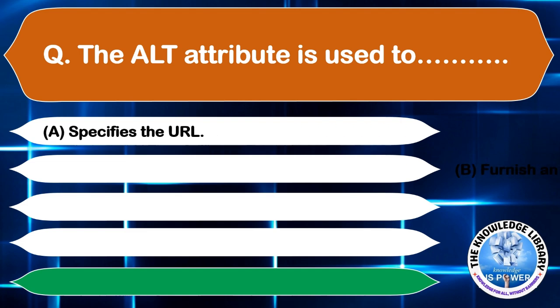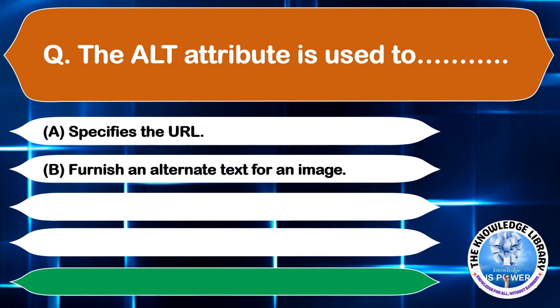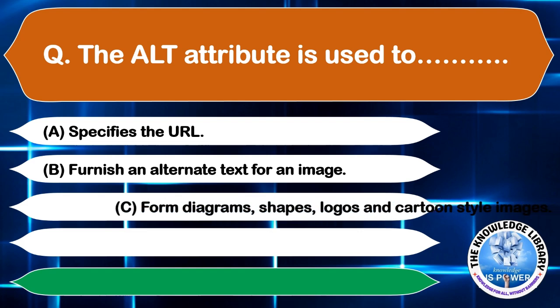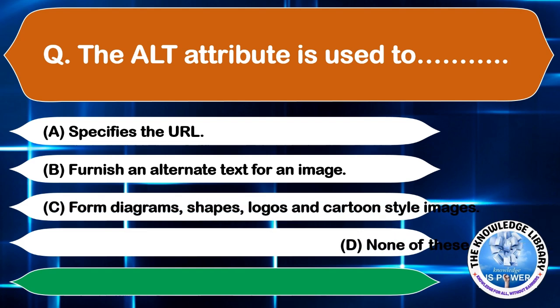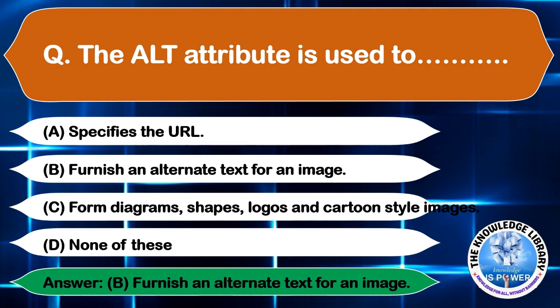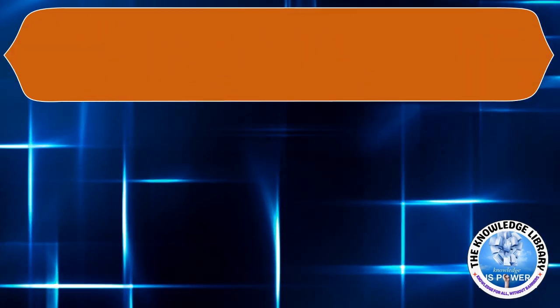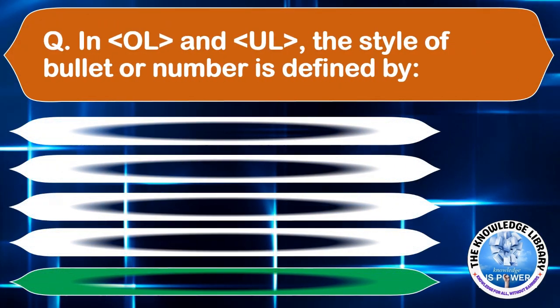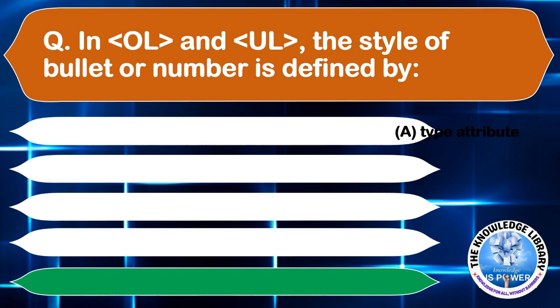The next question is, the alt attribute is used to option A, specify the URL. Option B, furnish an alternate text for an image. Option C, form diagrams, shapes, logos and cartoon style images. Option D, none of these. The correct answer is option B, furnish an alternate text for an image.